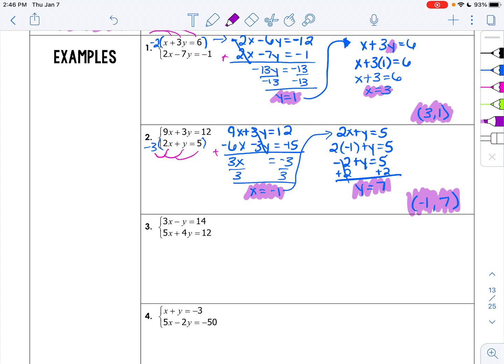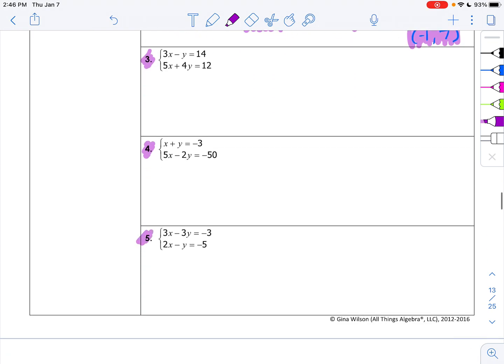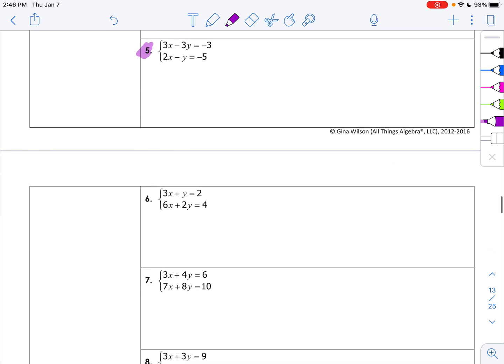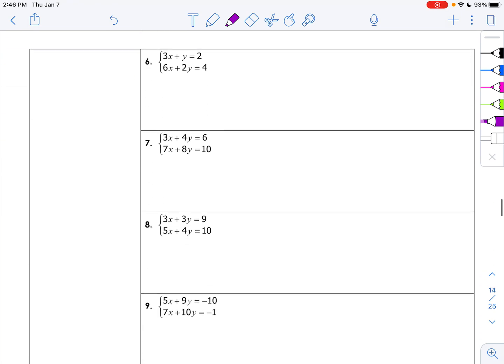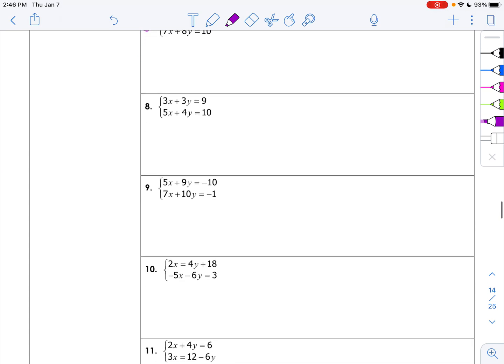Go ahead and highlight number 3, 4, and 5. And then on the next page, go ahead and highlight 6, 7, and let's take a look at number 8 together.